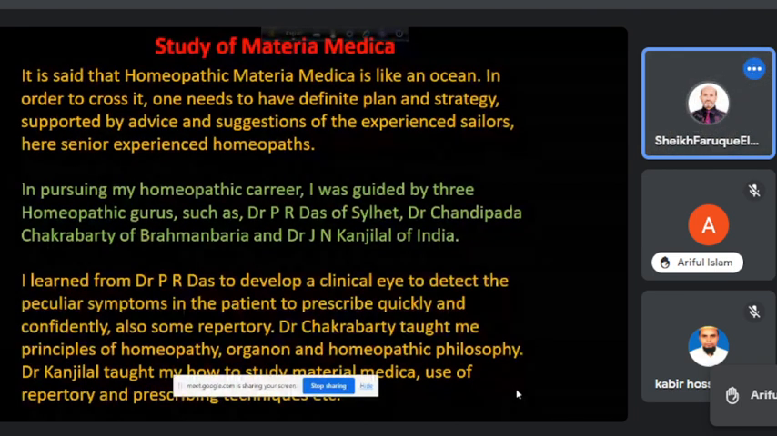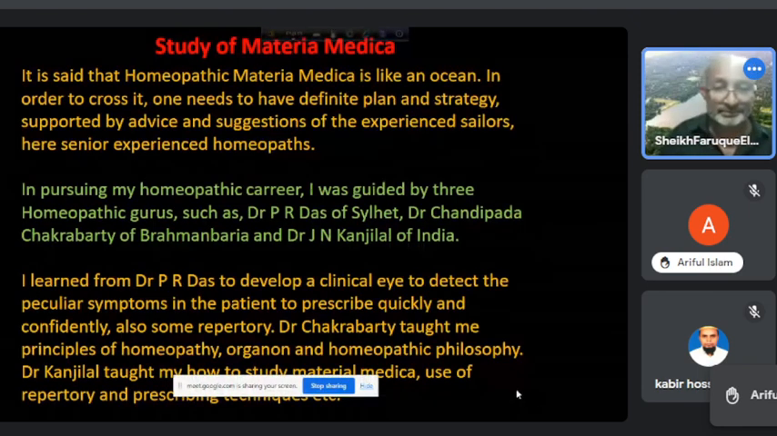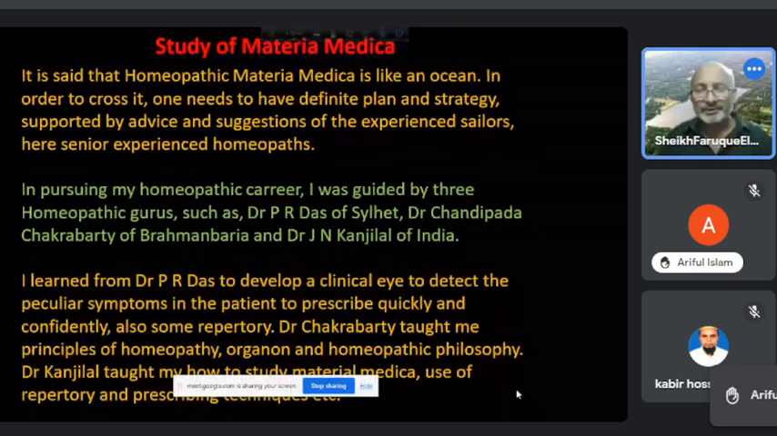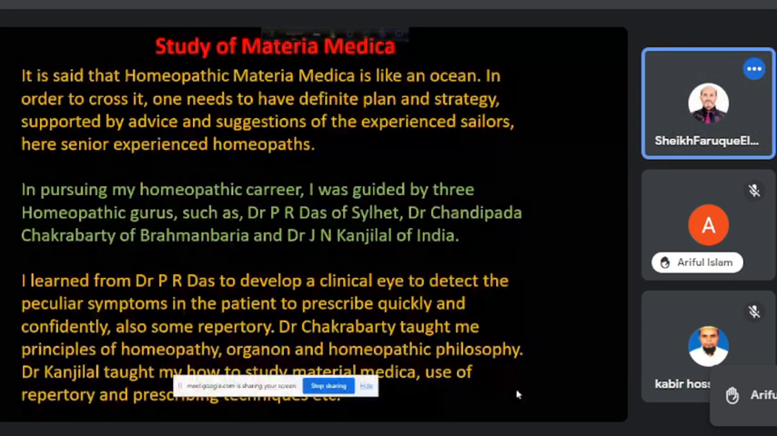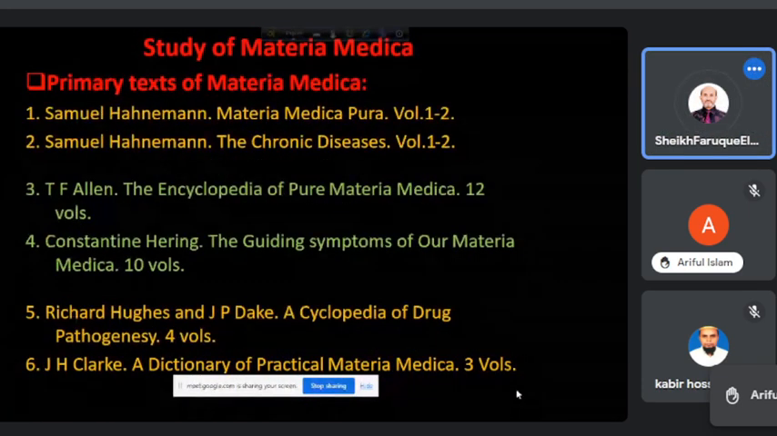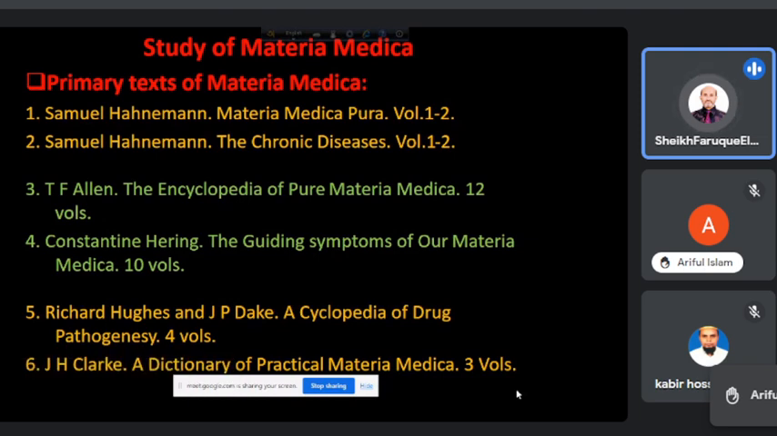Dr. Kanjilal passed his MBBS from Kolkata Medical College in 1936. And by 1942, he became fully converted to a homeopathic doctor. And since then, till his death in 1985, he practiced homeopathy like a stalwart. So, as Dr. Kanjilal taught me how to study materia medica, I am now going to share with you.